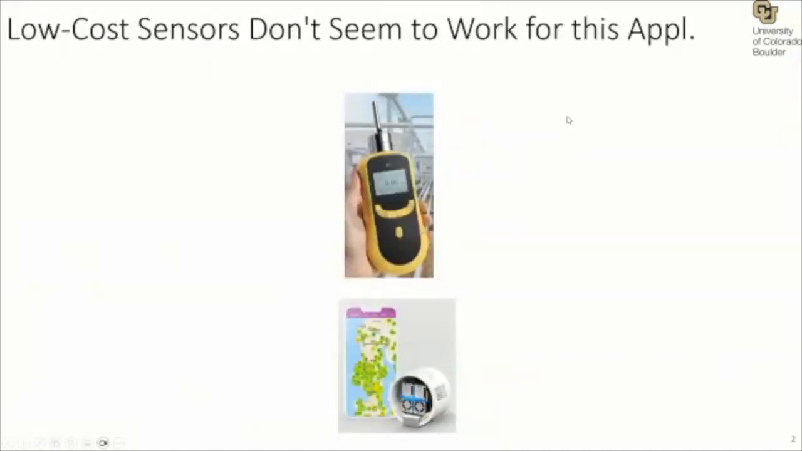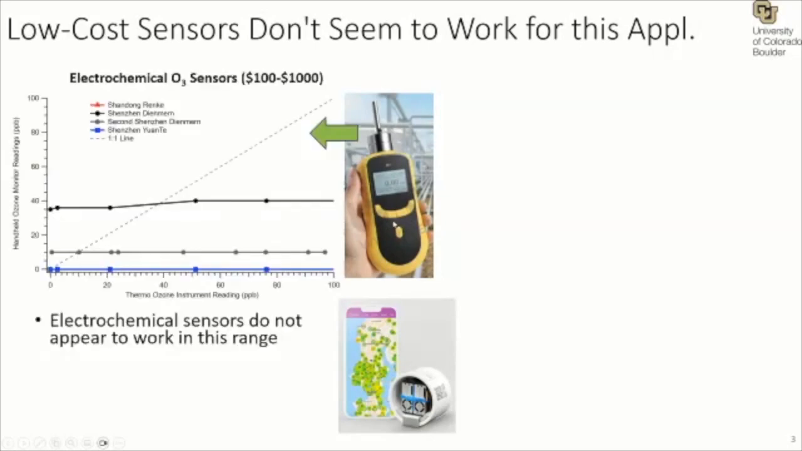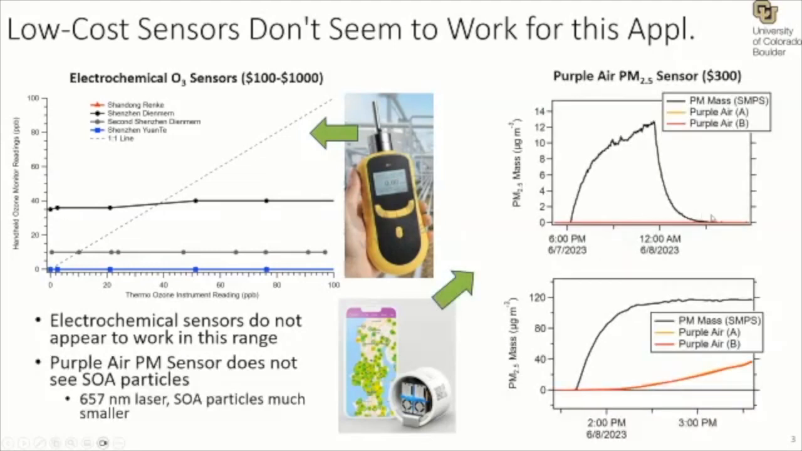I'll give more time for devices we decided not to use for gas and aerosol measurements in our experiments. These are low-cost sensors, an electrochemical ozone sensor and the PurpleAir particulate matter sensor. Our tests found electrochemical ozone sensors don't work below 100 ppb ozone. Their readings don't change as the real ozone concentration increases. And the PurpleAir sensor we tested doesn't see SOA particles at typical PM2.5 mass loadings. They can see a minor fraction at very high PM loadings.